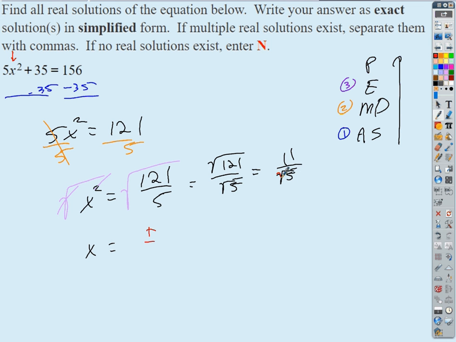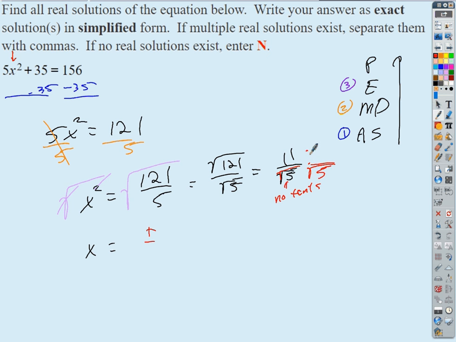But look, I've got a radical in the basement. Can't have that. No radicals in the basement, right? Can't have radicals in the denominator. What do we do? No, we can't square it, because that's gonna change the answer. Multiply top and bottom by radical 5.